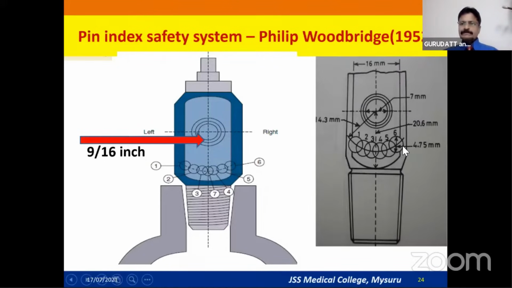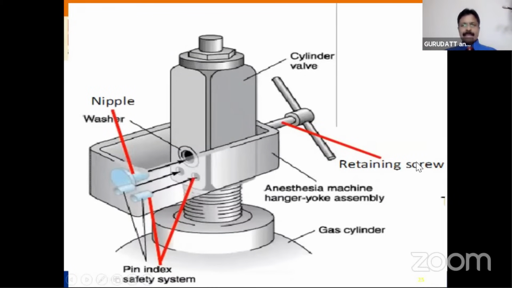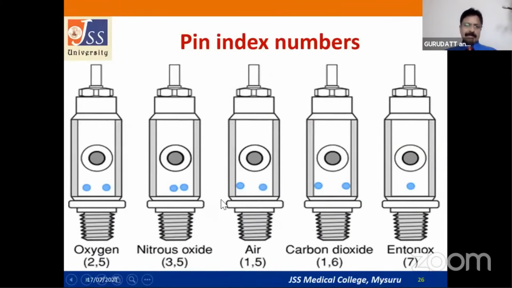Many times they'll ask you another measurement, which is the diameter of the holes. The hole's diameter is about 4.75 millimeters. The diameter of the pins is 4 millimeters. The length of the pins is 6 millimeters, and the depth of the holes is also 6 millimeters. So this is very important for you to know about. And again, the pin index numbers are very commonly asked.